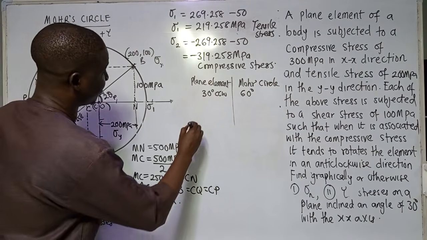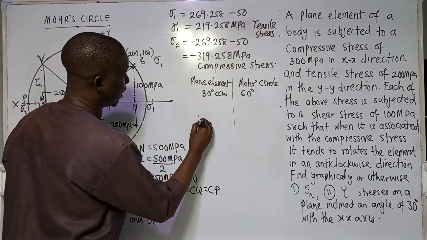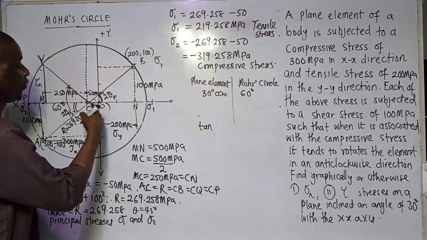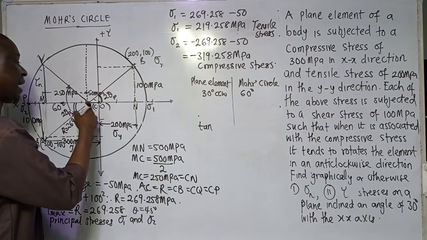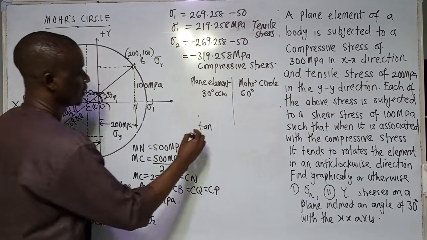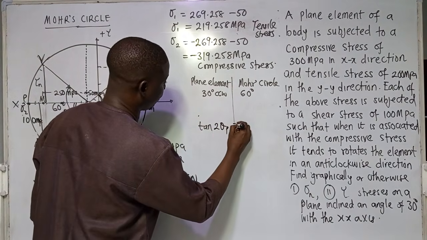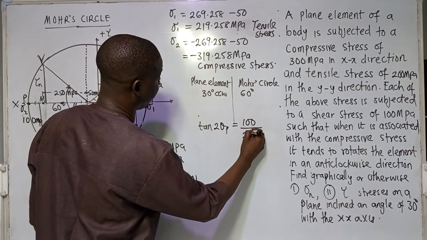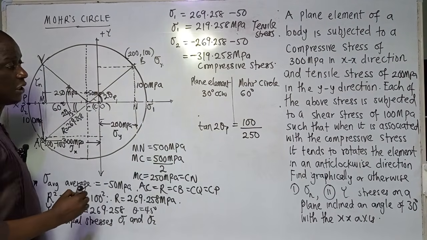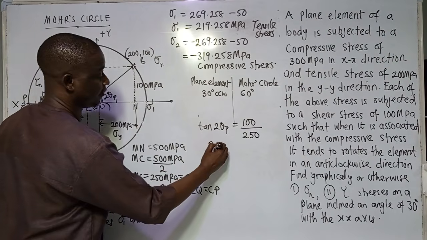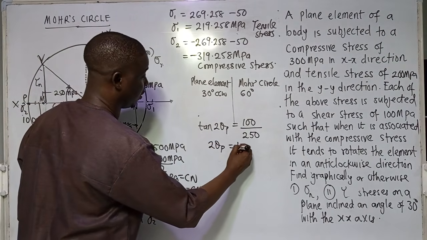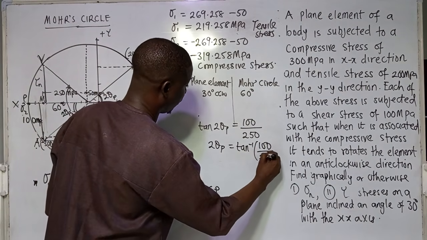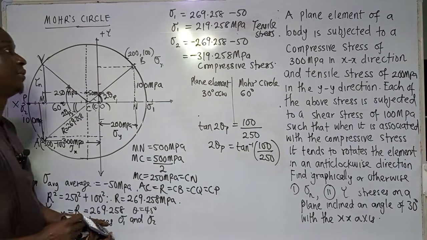So how do we solve that? We are going to use tan. Why? Because here is opposite and here is adjacent, which is 250. So tan equals 100 over 250. In that case, 2 theta p equals tan inverse of 100 over 250.